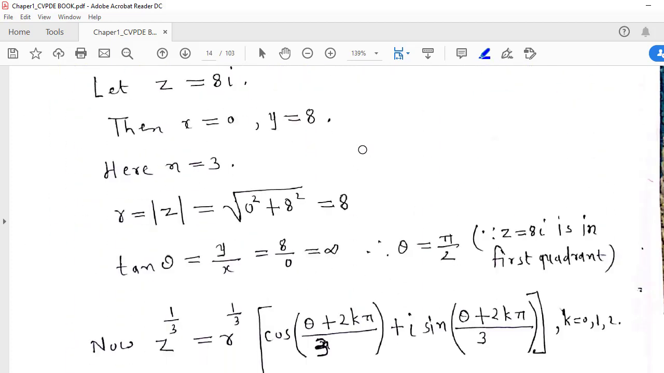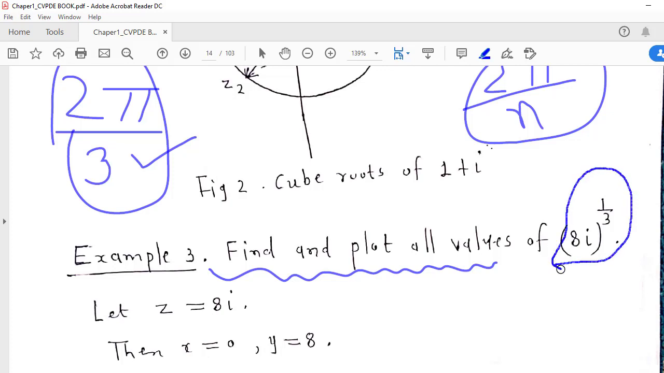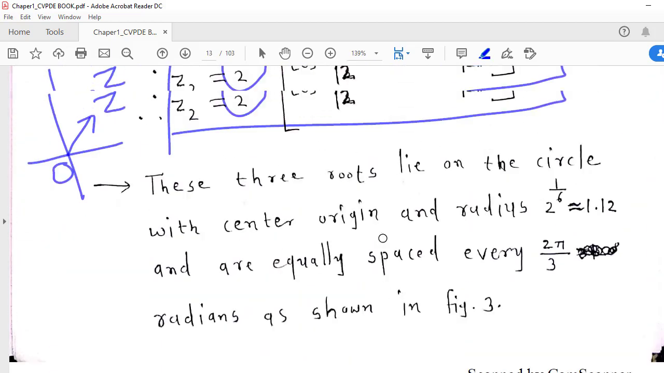So this is all about today's session. You can try this example. Find and plot all values of 8i raised to 1 by 3. Here the complex number is z equal to 8i and you have to find 8i raised to 1 by 3. That means you have to take n equal to 3. So find out r and theta for 8i and try as I discussed.